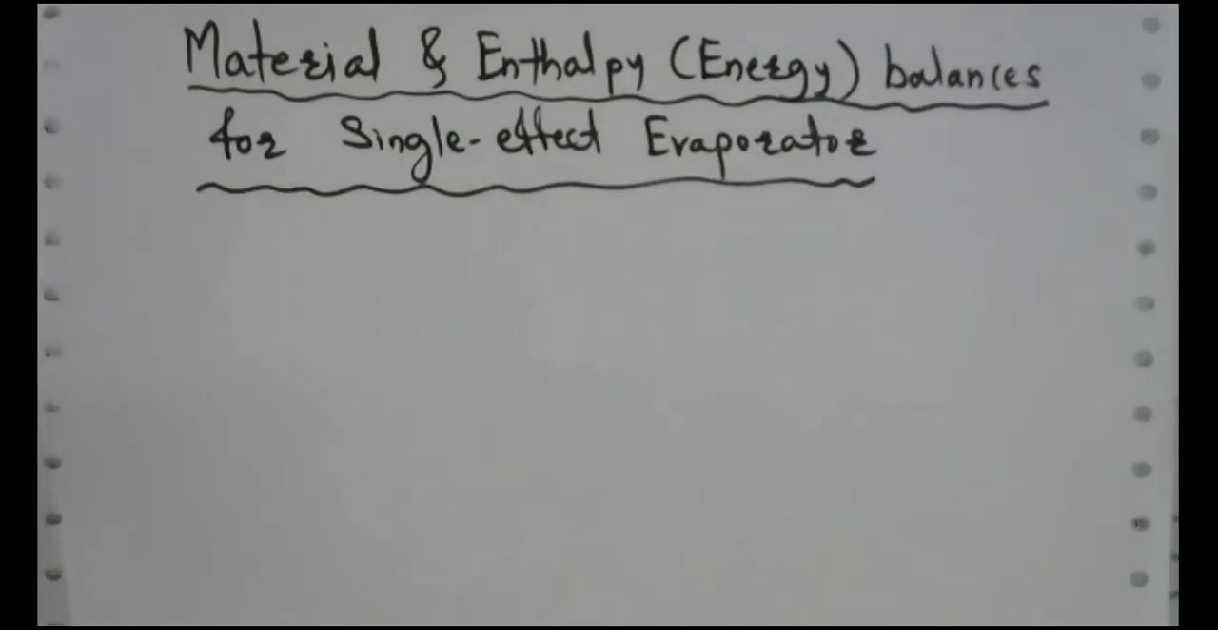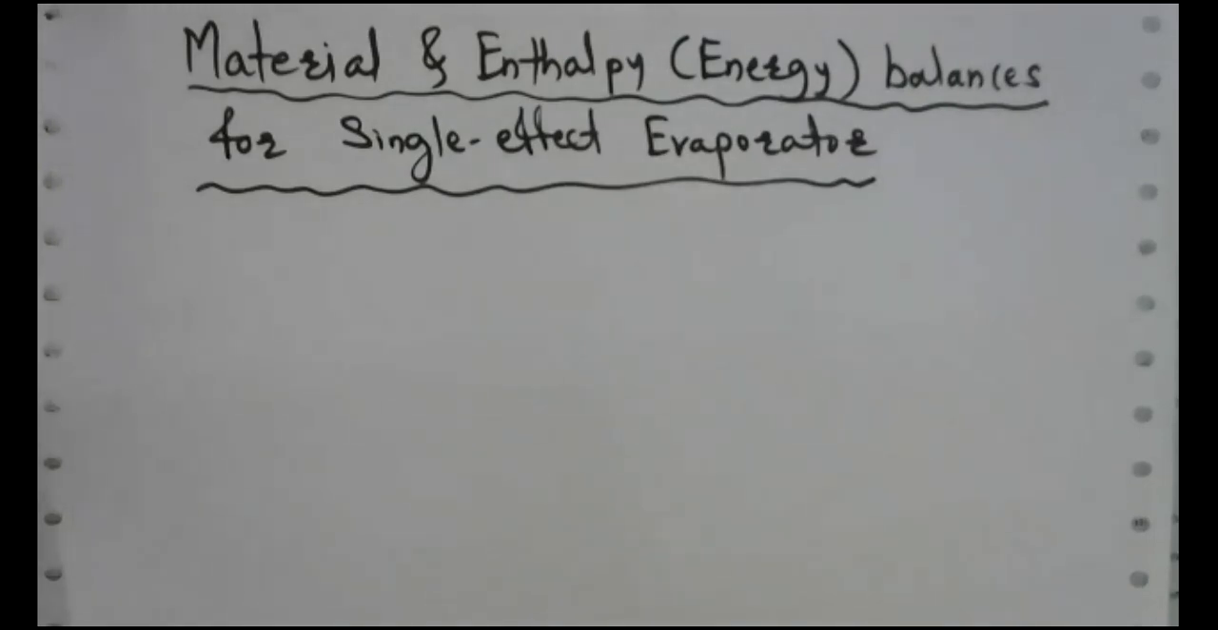Now in this session, we are going to discuss the material and enthalpy balances for a single effect evaporator. In the previous session, we already discussed evaporators, some parameters for the performance of the evaporator, the concept of multiple effect evaporators, and the different types of evaporators like calandria, long tube, etc. Now in this session, we must know the material balance as well as the energy balance of a single effect evaporator. So in this case, we are going to consider only a single effect.